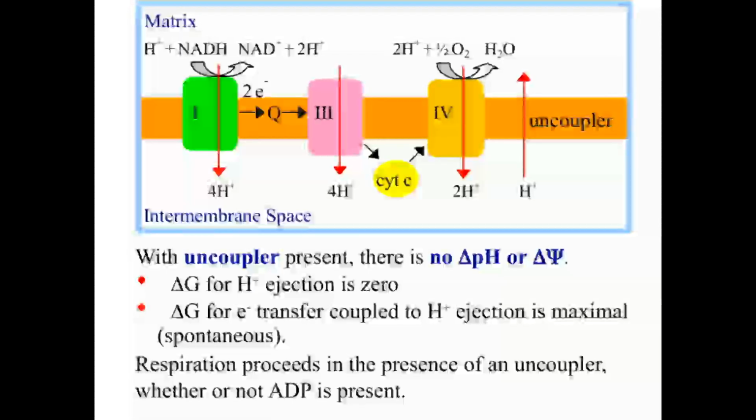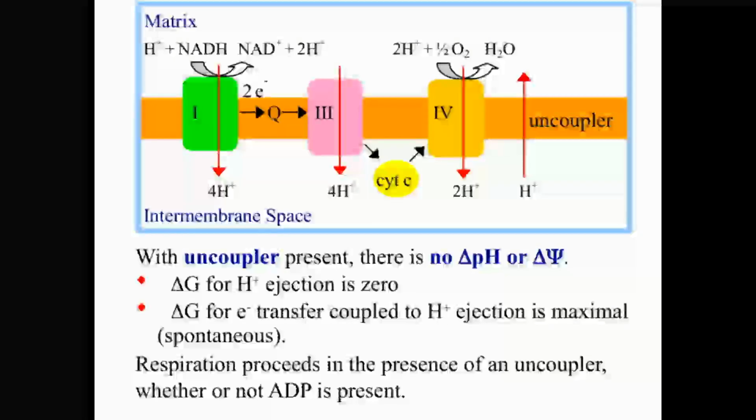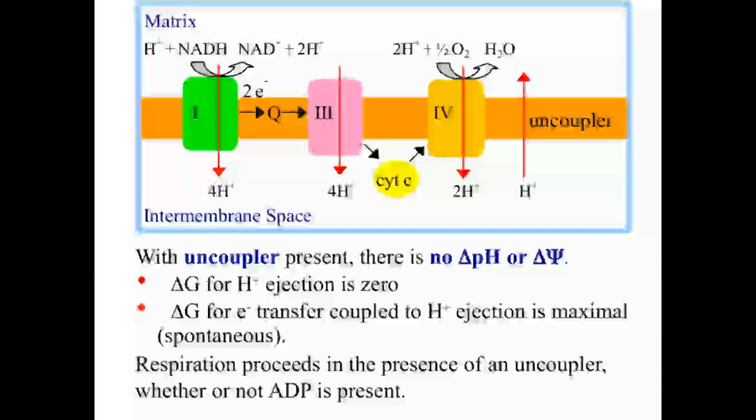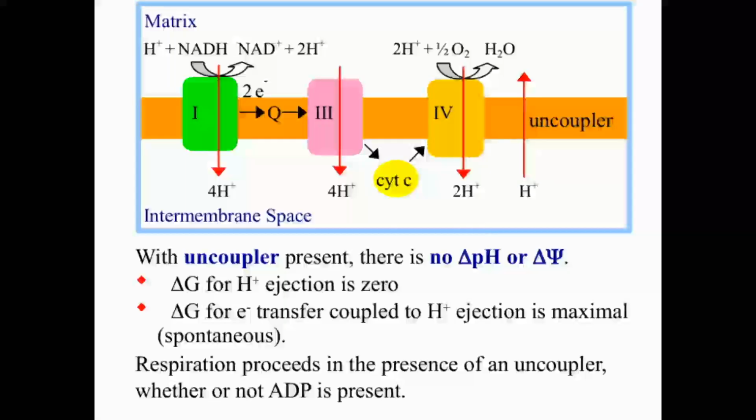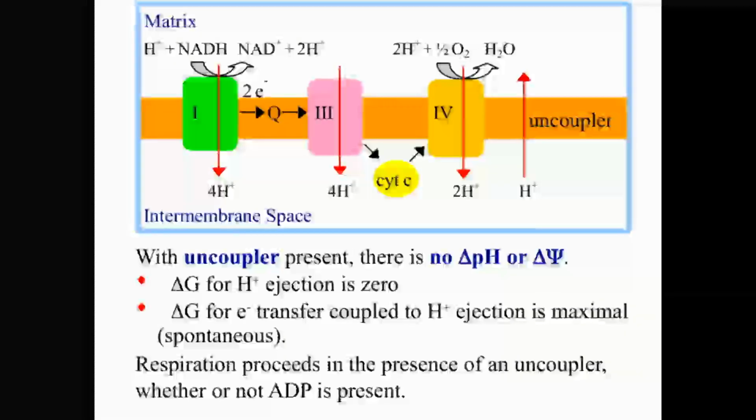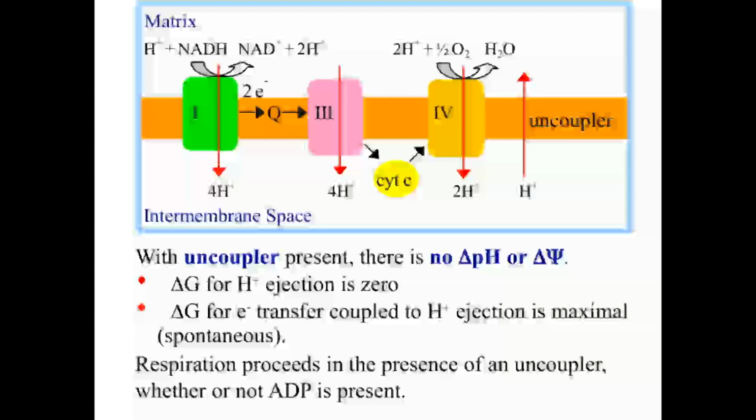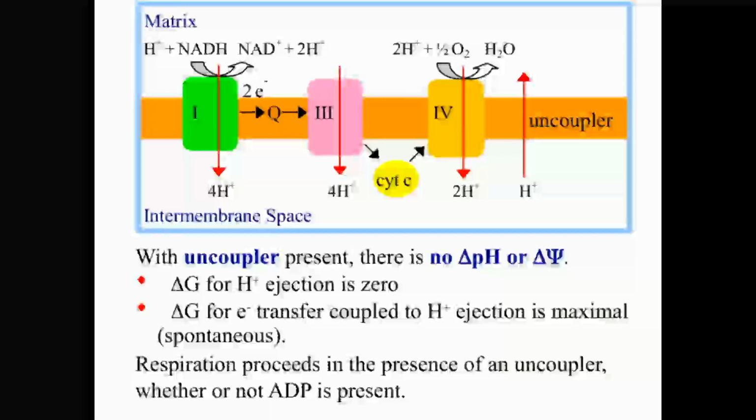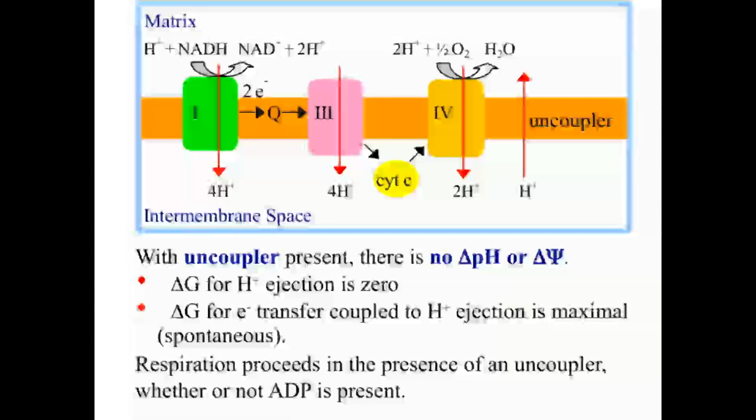This leads us to an important point. Respiration can continue even in the presence of an uncoupler, regardless of whether ADP is present or not. The process keeps going, but without the coupling to ATP synthesis, highlighting how uncouplers uncouple electron flow from energy storage. So, the key takeaway here is that uncouplers allow respiration to proceed independently of ATP production by dissipating the proton gradient and shifting the energy dynamics entirely. This helps us understand how regulation of the proton gradient impacts overall cellular energy management.